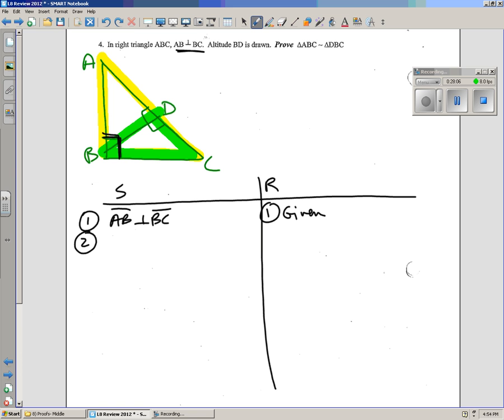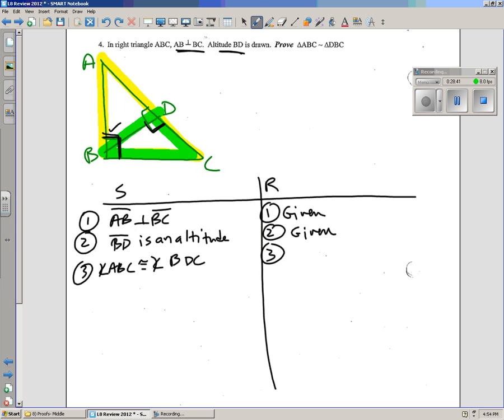But then, we know that BD is an altitude. And that's given. We haven't done this, but we're going to combine these two to make an argument. Here's my yellow triangle, I have a right angle. Here's the green triangle, I have a right angle. These two right angles are congruent to each other. So we're going to say, hey, angle ABC is congruent to angle BDC.